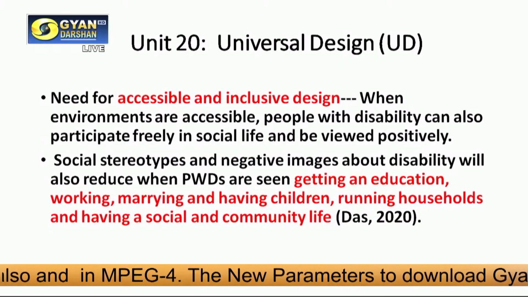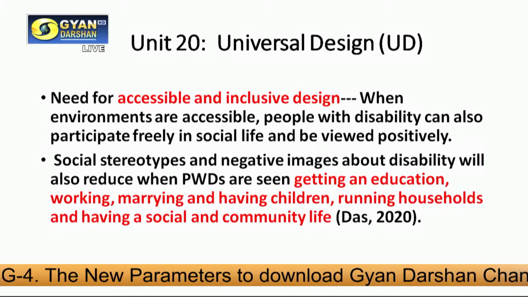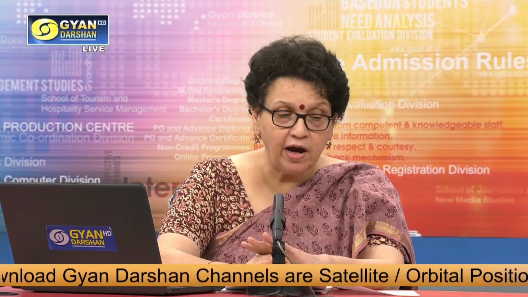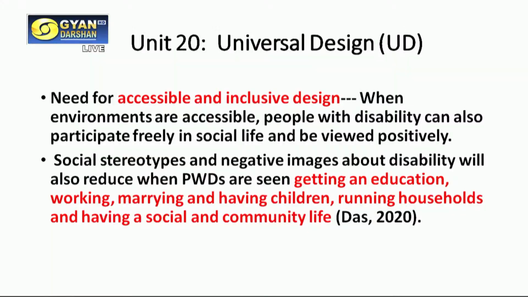So what is universal design? Universal design is basically concerned with designing products and environments that can be safely and comfortably used by all. They should be easy to use. They should be easy to understand. They should fit with our cultural and our social realities, and should be available or accessible to persons of all kinds of bodily shapes and types. So we speak of the need for accessible and inclusive design.